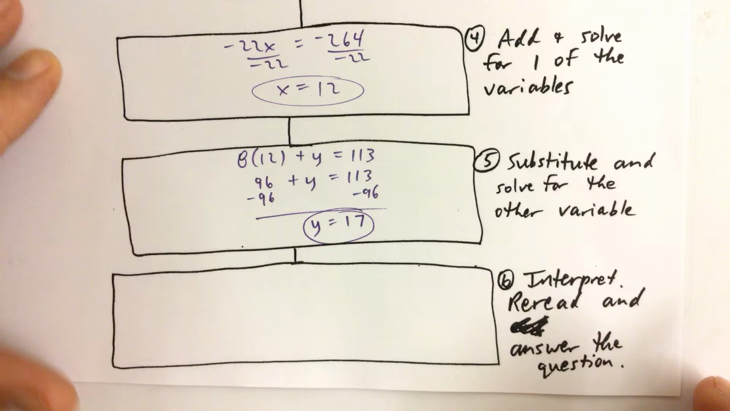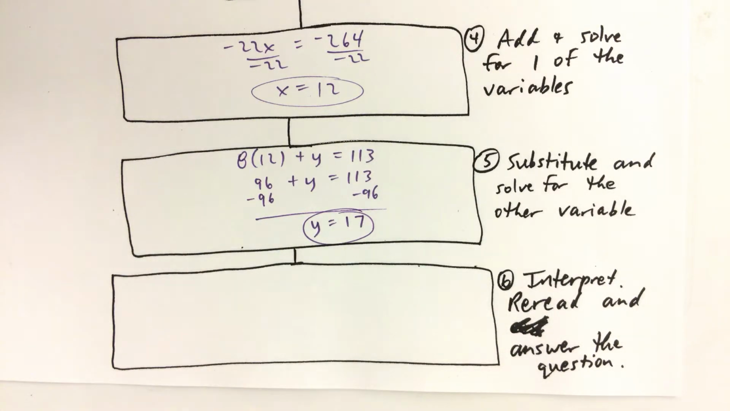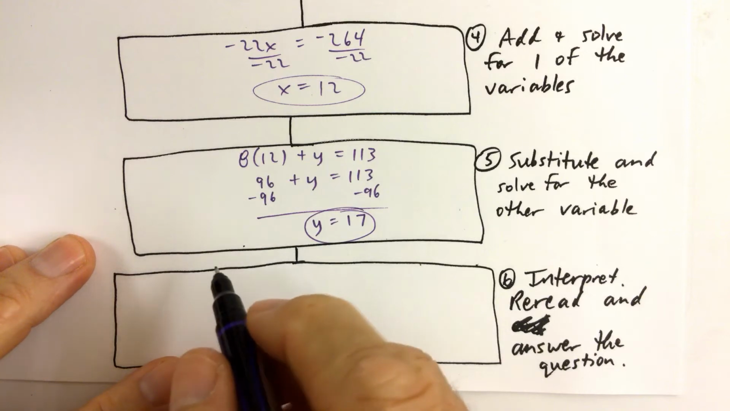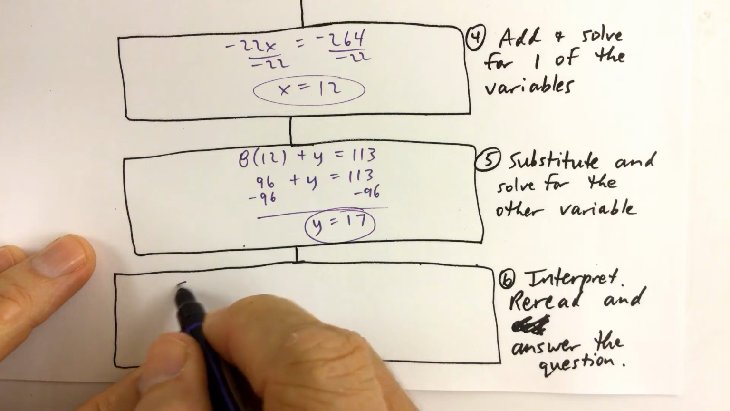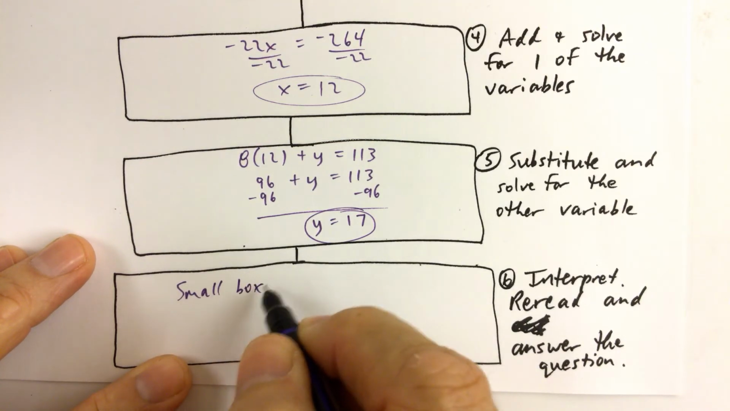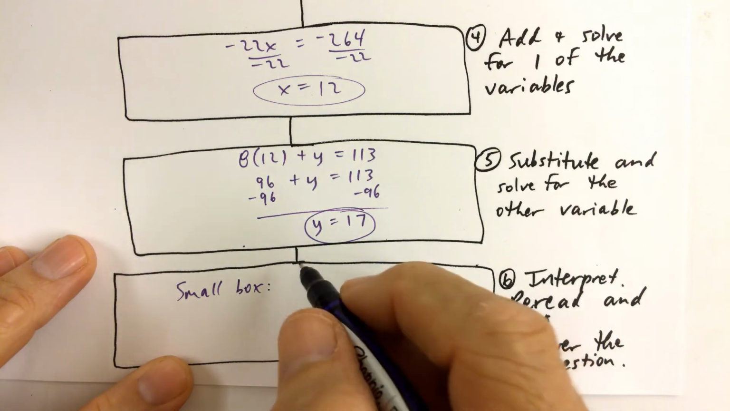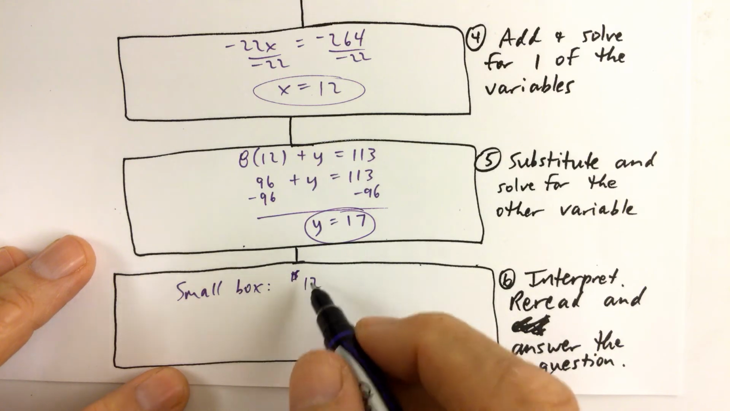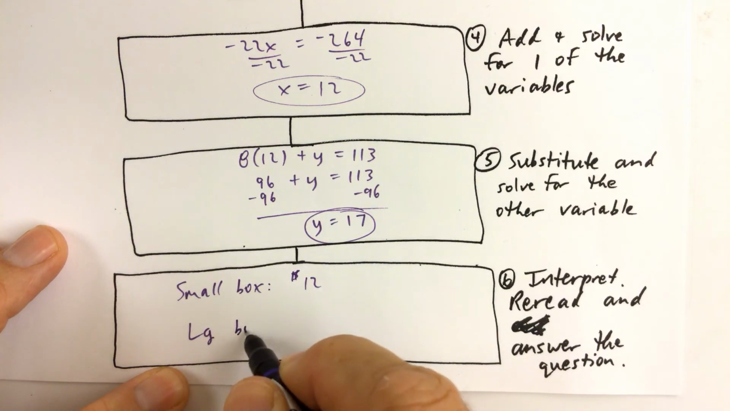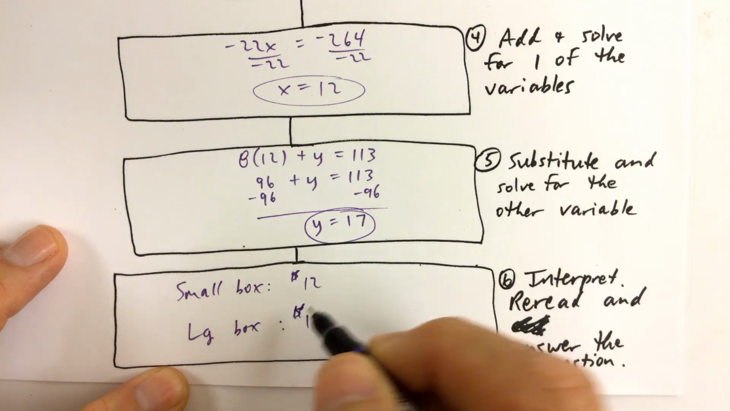So once we get our two numbers, we reread the question, and then we interpret what is being asked and what we found as our answers. It asks what is the cost of each one box of oranges. X was the one small box of oranges, so small box would be 12. I don't really need you to write a sentence, but make sure you include dollars. So a small box of oranges costs $12, and a large box of oranges costs $17. That's it.